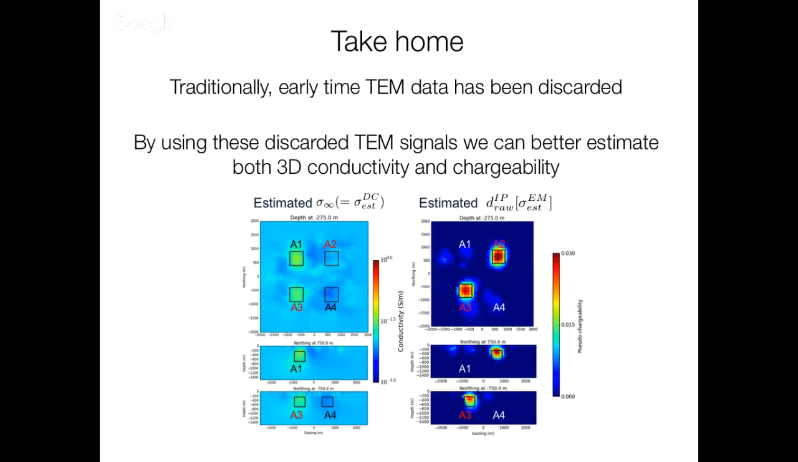And do you try to do that? I mean, at one point people used to try to fit Cole-Cole parameters to the induction part so that they actually had a fine response. It's kind of like two Cole-Cole parameters, one for the IP, one for the EM.